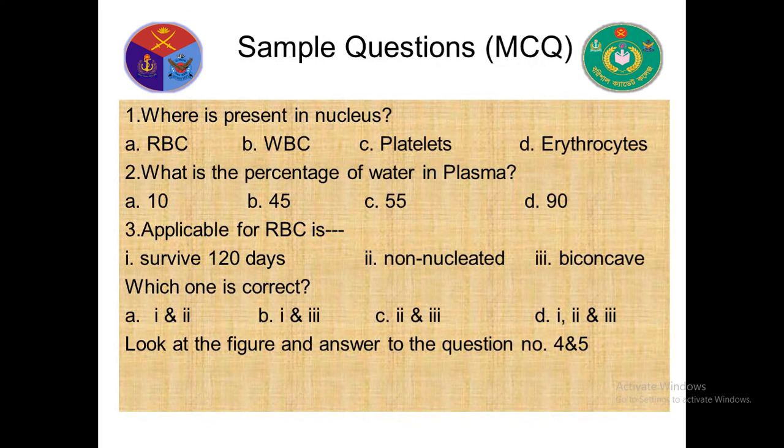Okay, now some sample questions. First question: what is present in nucleus? RBC, WBC, platelets, erythrocytes. Number 2, what is the percentage of water in plasma? 10, 45, 55, 90. Number 3, applicable for RBC: survive 120 days, non-nucleated, biconcave. Which one is correct? 1 and 2, 1 and 3, 2 and 3, 1, 2 and 3.